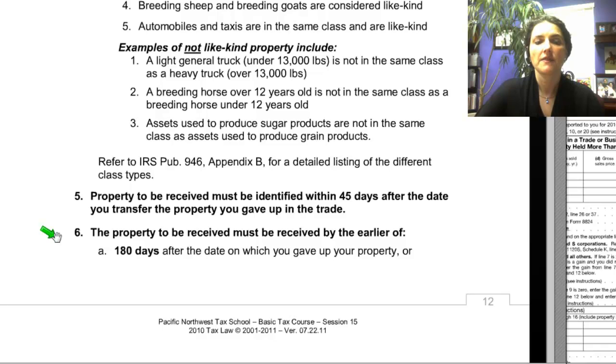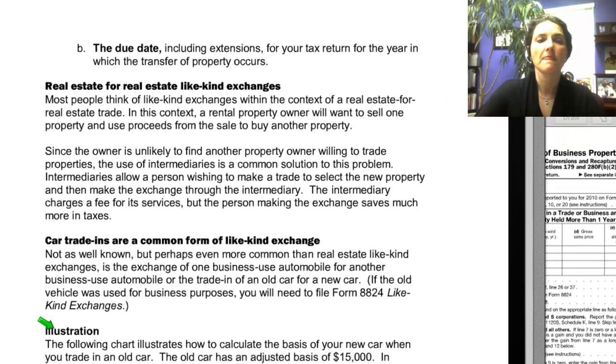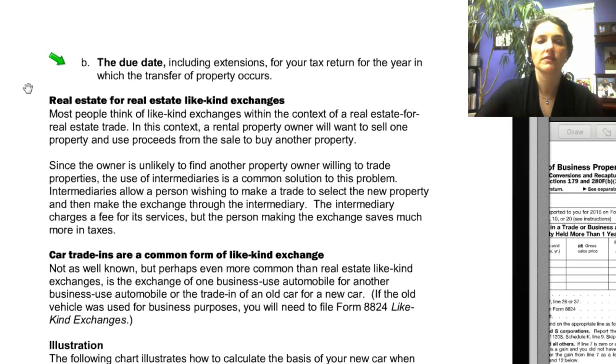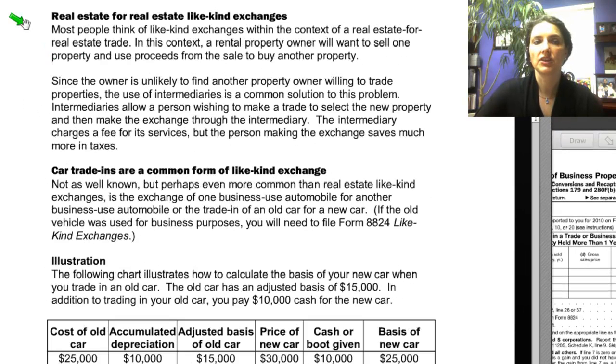Number 6, the property to be received must be received by the earlier of 180 days after the date on which you gave up your property, or the due date, including extensions, for your tax return for the year in which the transfer of property occurs. Real estate for real estate exchanges.